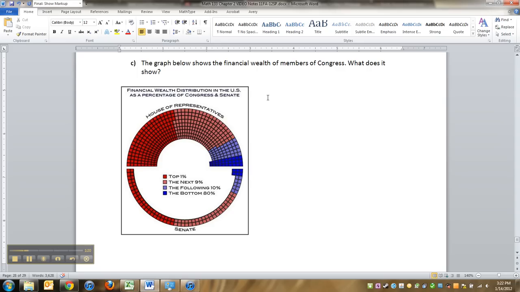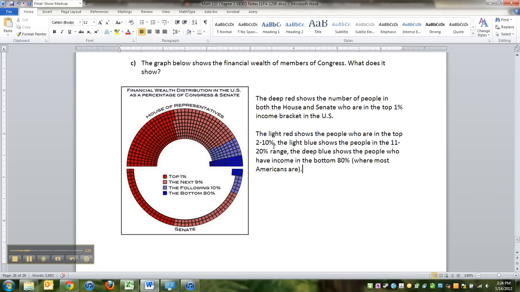Okay, so let me write that up. Hold on one second. Okay, so I just wrote that up, that the red is the top 1%, then here is the 2 through 10%. In the blue region is the 11 through 20%, same as down here. This is the House, this is the Senate. And then the deep blue is the number of people in the House and the number of people in the Senate who are in the bottom 80% of income. And so what this shows is that where most Americans are, their elected representatives are not.